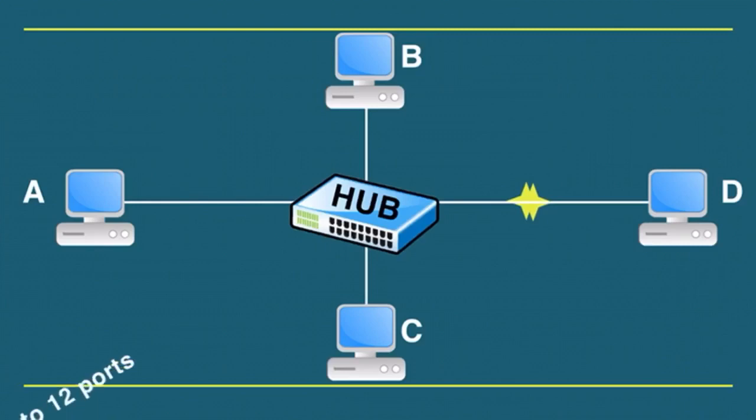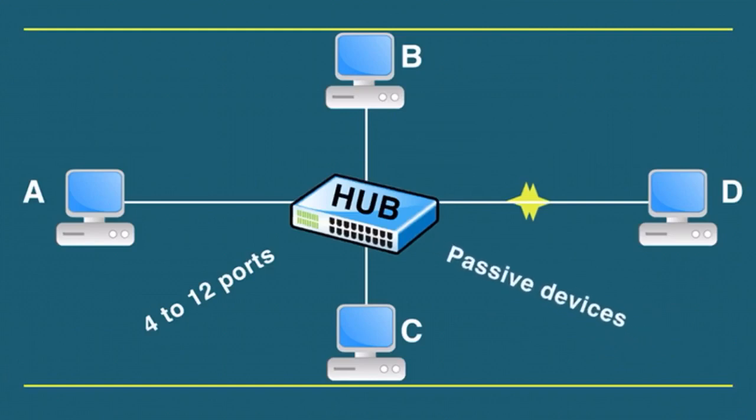A hub generally has 4 to 12 ports and they are passive devices. They don't have any software associated with them. There are 3 types of hubs.